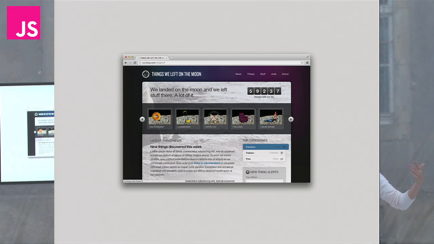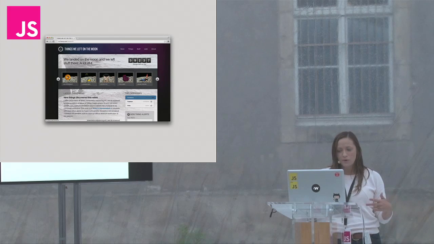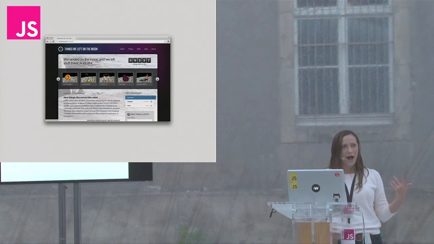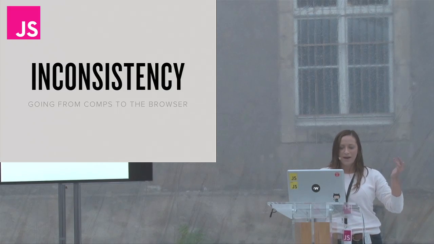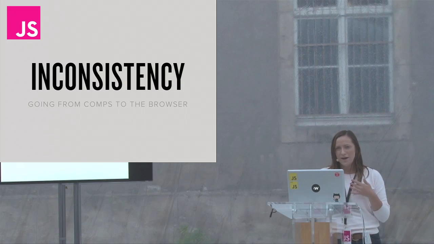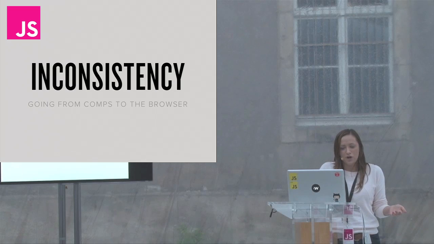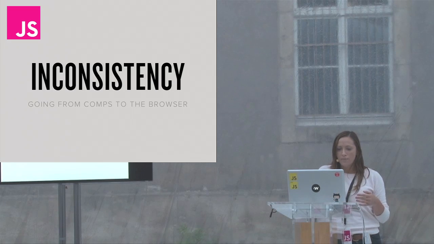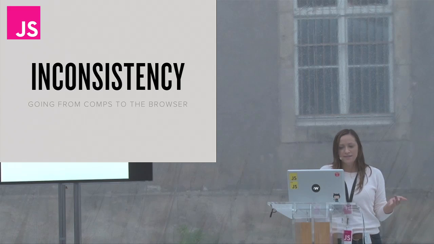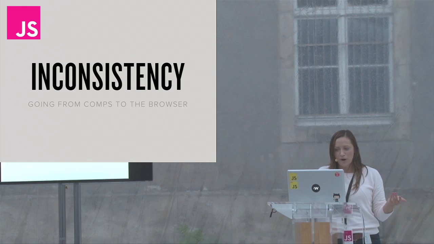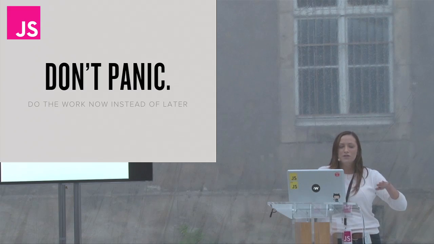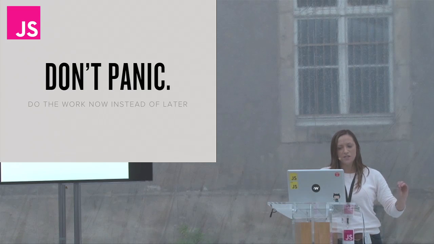Along with background images and gradients, there are lighting effects with box shadows, and transitions with interactive elements, like a CSS rotate and all these different things. Now there are full animation libraries that you can use to create the same effects that we would normally use JavaScript to create. So there's always going to be this inconsistency going from comps to the browser. The key thing is not to panic and to do the work now instead of later.